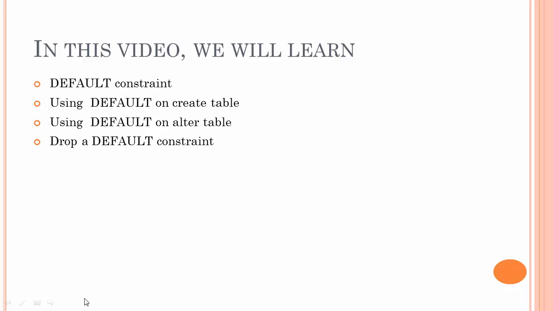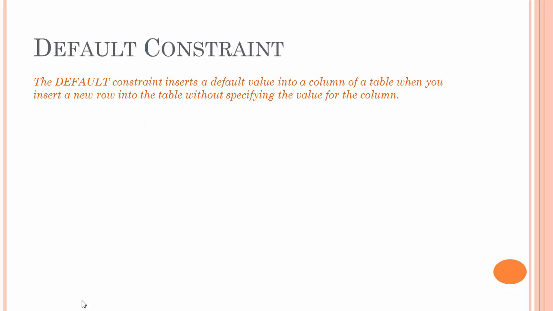In this video, we will learn what is default constraint, how to use default constraint when creating table, how to use default constraint when alter table, and how to drop default constraint. What is default constraint? The default constraint is used to set a default value for a column. The default value will be added to all new records if no other value is specified.